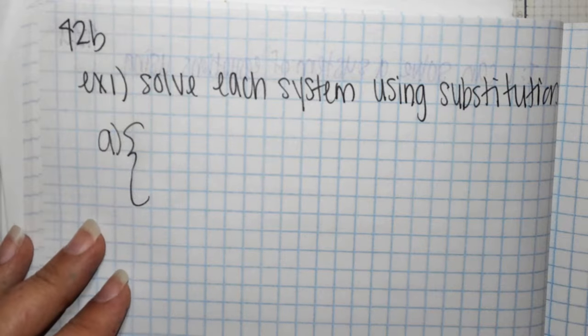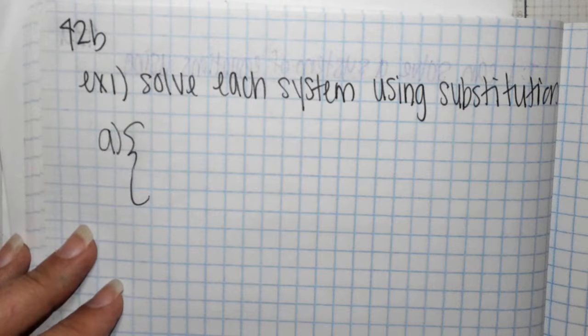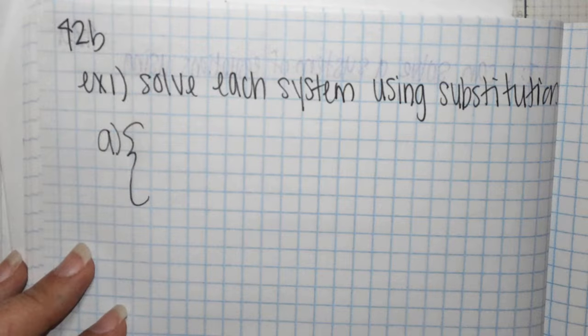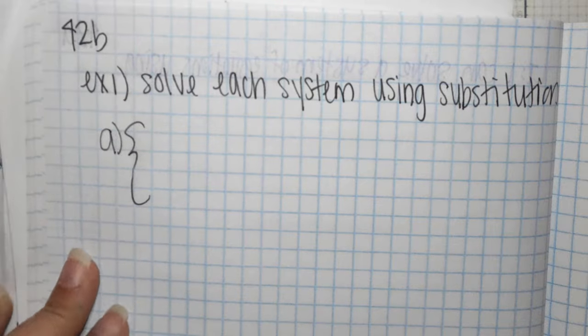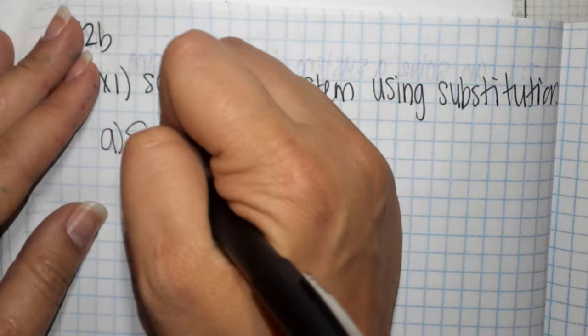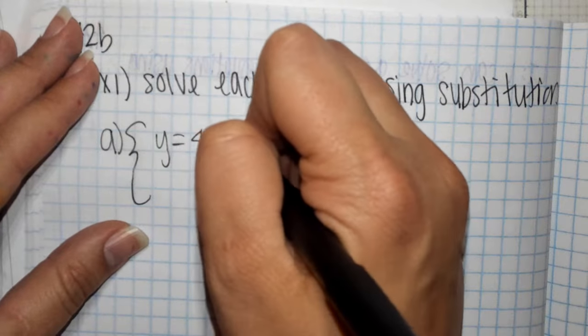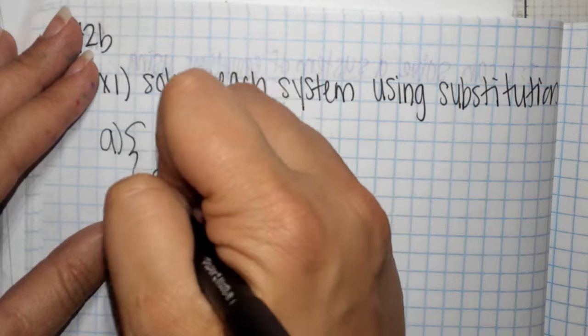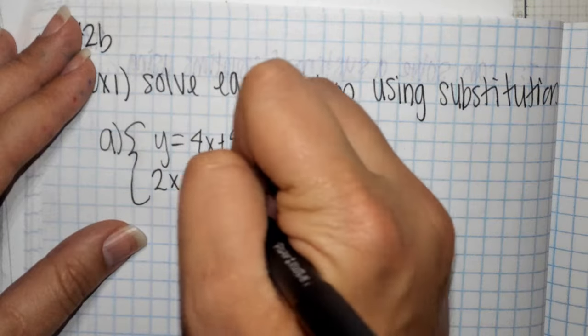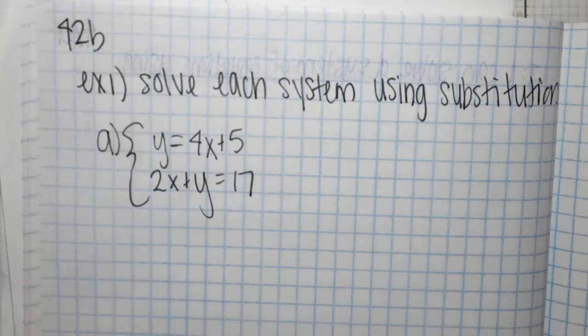Do I want to go crazy or start us out easy? Let's just work up to that. Okay, that's fine. y equals 4x plus 5 and 2x plus y equals 17.